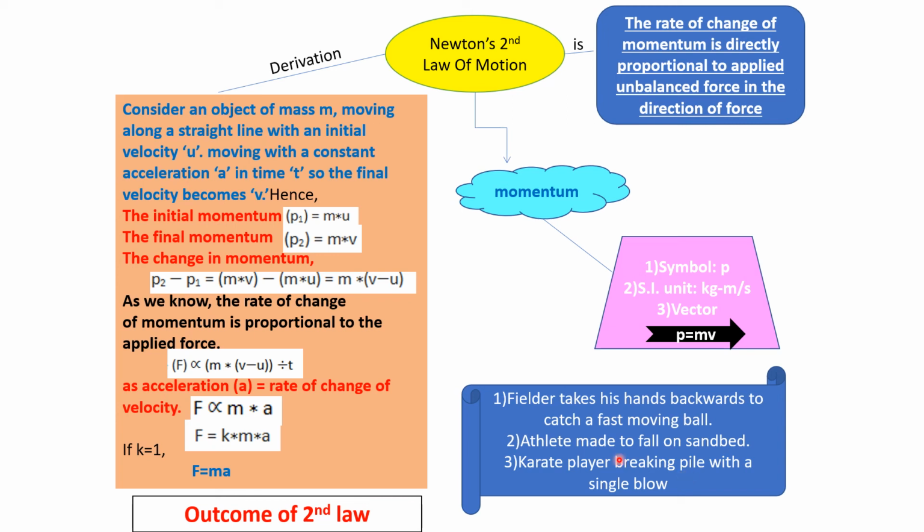But if I talk about a karate player, then the karate player breaks the pile with a single blow. Single blow means he is doing it real quick. What is happening by doing it real quick? He is reducing the time. So if time is reduced, since it is in the denominator, this entire quantity, rate of change of momentum, will increase. The moment rate of change of momentum increases, force also increases. The force increases, so in one go he will be able to break the entire pile in a single blow. Right? So see, the concept here is related to time duration.